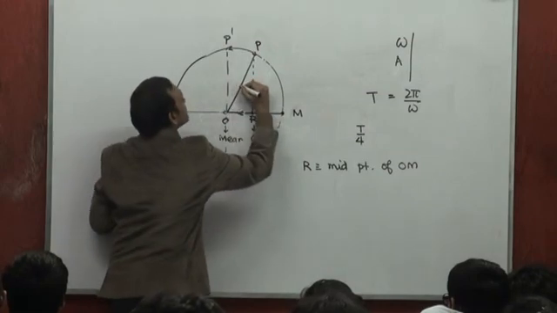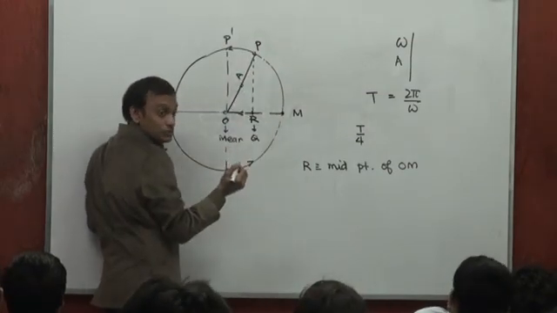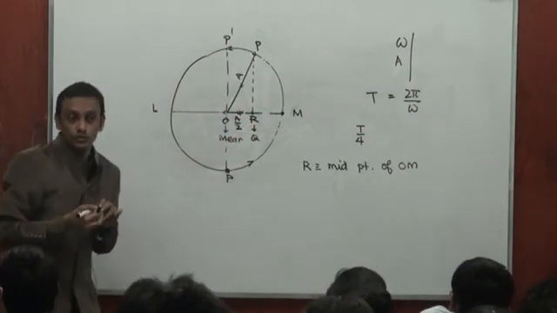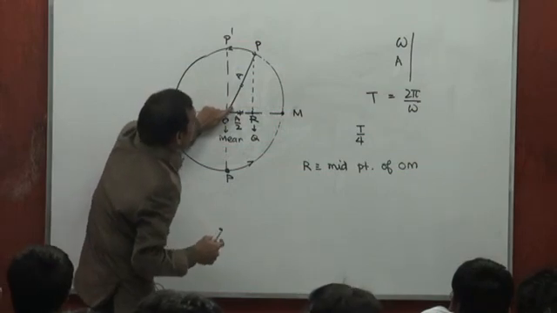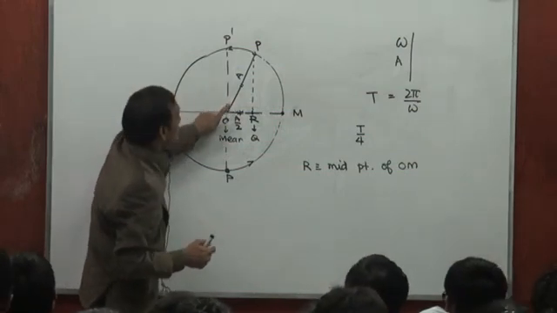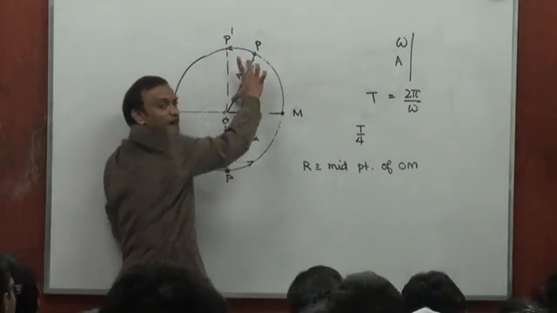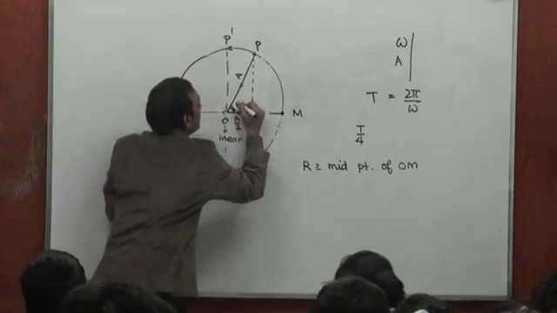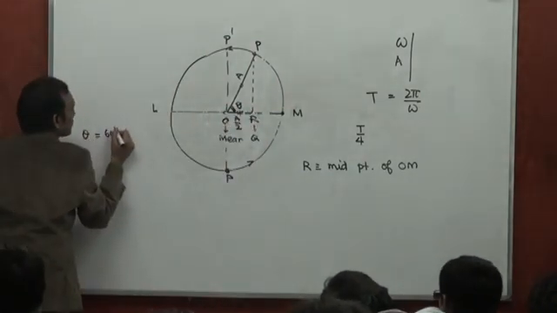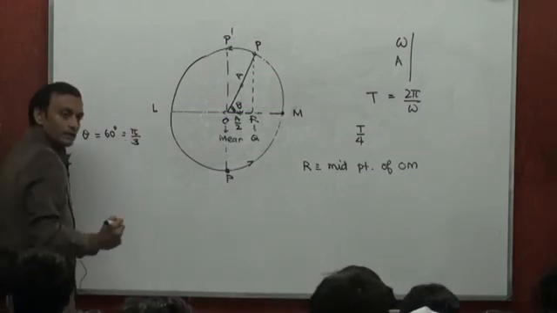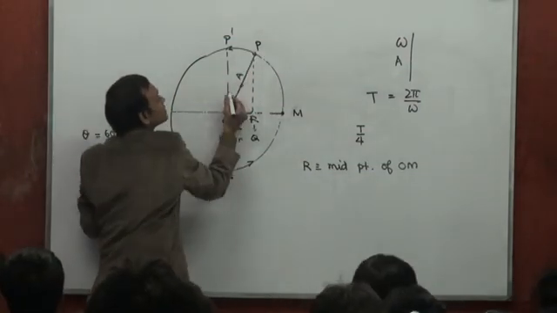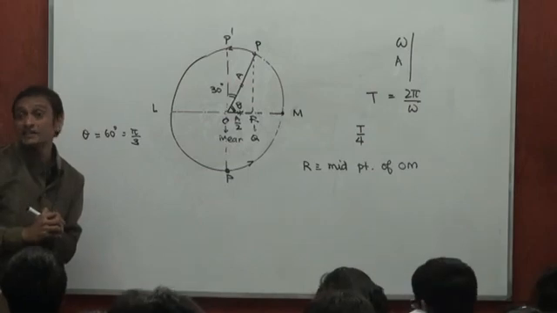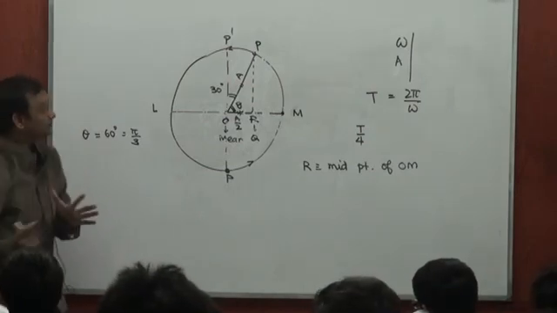Now, this length is the radius, which is the amplitude of the oscillator, and this length is A/2. Evidently then, this length divided by this length is a half, so this angle theta is 60 degrees, pi/3, right? And therefore, P describes 30 degrees at the center, that is pi/6, right?